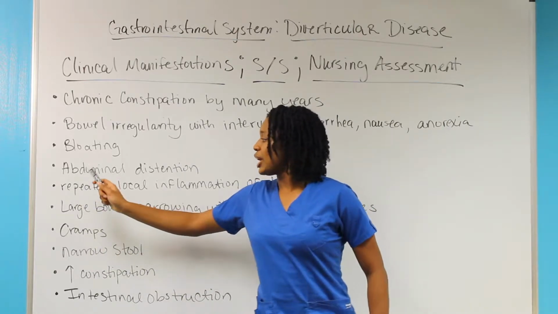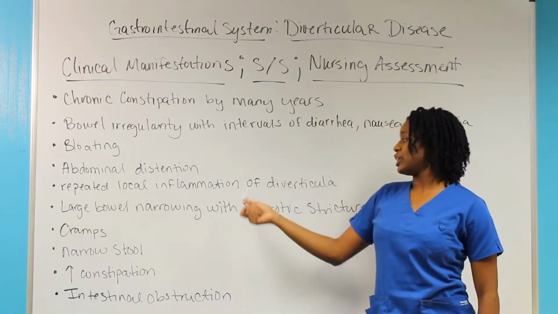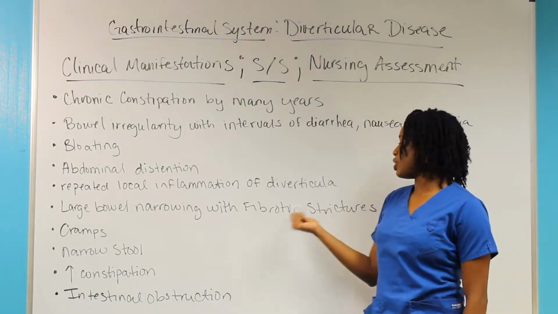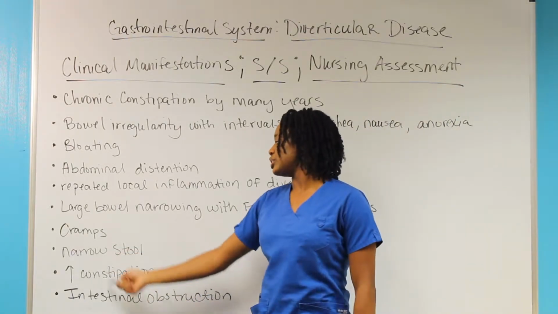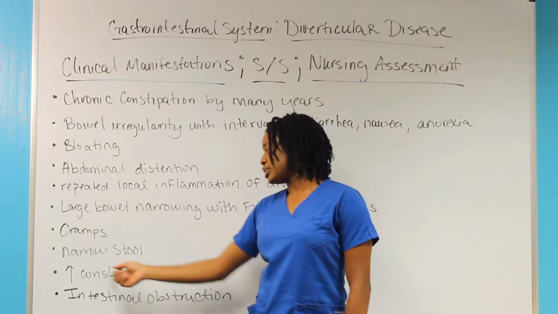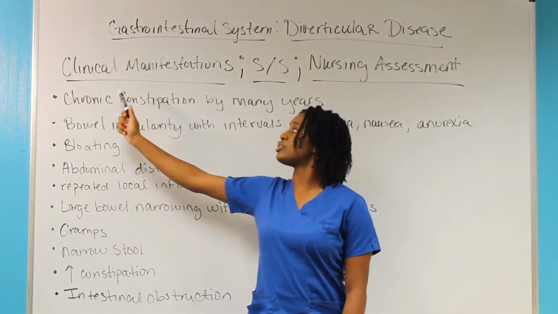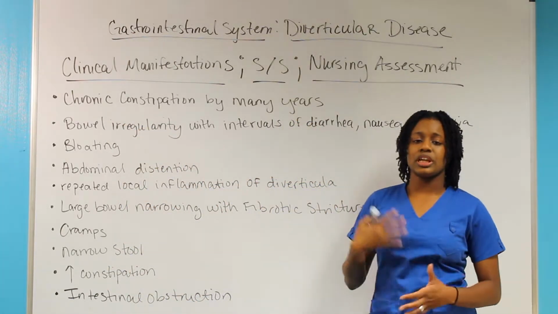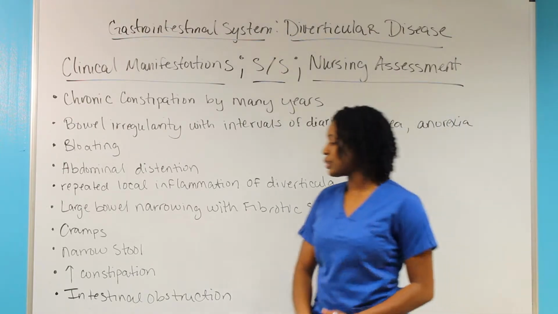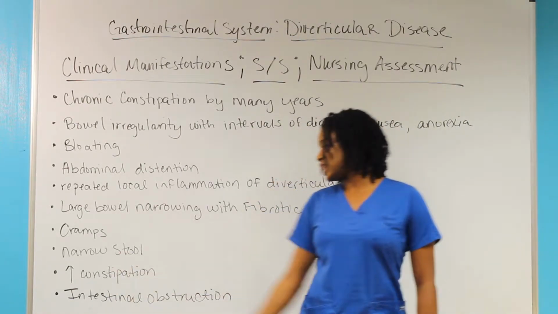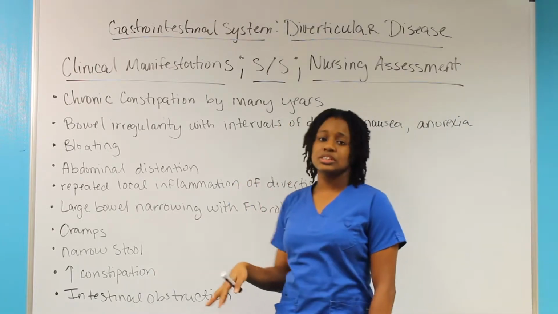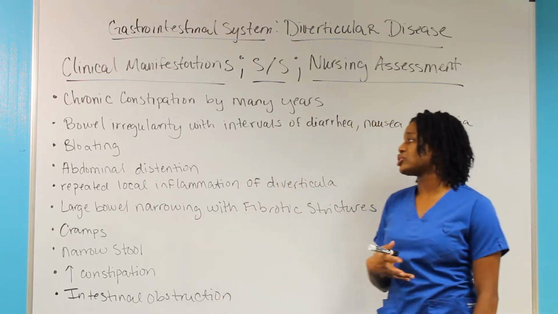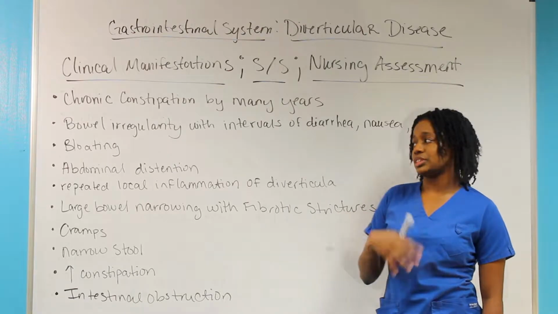So you may have large bowel narrowing with fibrotic strictures. You have cramps, narrow stool, increased constipation. Like I said before, here you have the chronic constipation, which you will see eventually over some time, and then you have intestinal obstruction. All right, so all these are signs and symptoms that you can see in a patient who is going to have a diverticular disease.